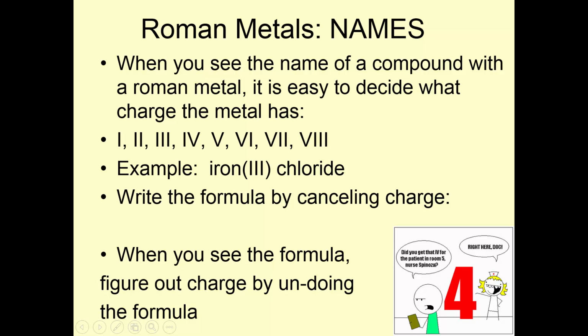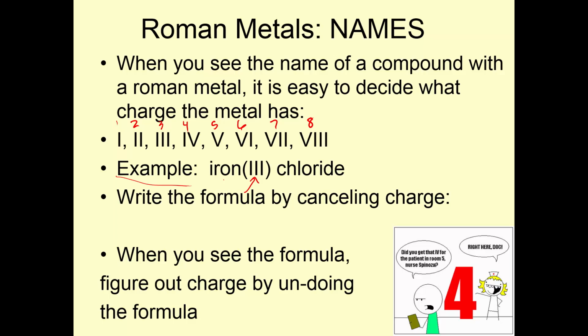What is this Roman stuff we're talking about? So when you see an ionic compound name, and it has a Roman numeral in it, it tells you the charge of the metal in that compound. I think we talked about this before, but just in case, you need to recognize all of those Roman numerals in case you see them in a name. Look at that! There's a Roman numeral in the name.